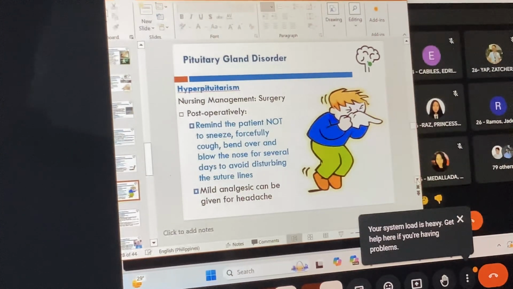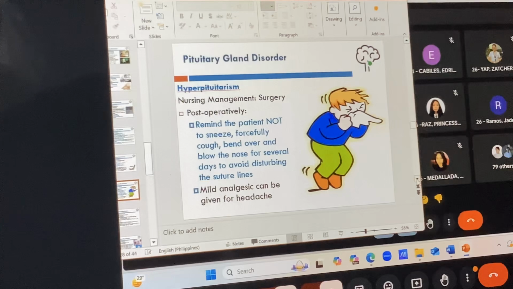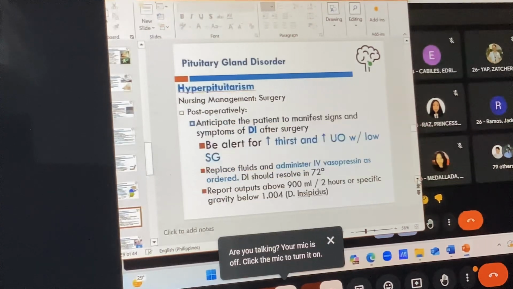Kaya lang sa pasyente ninyo with a transsphenoidal surgery, bawal mag-blow. Okay? So, kailangan deep breathing exercise lang. Okay? And it has to be done minimally. Now, when the patient experiences pain, we need to give pain medication. And usually, this is routinely given to the patient 24 hours round the clock so that the patient will not develop pain. Okay? And will not feel the pain.